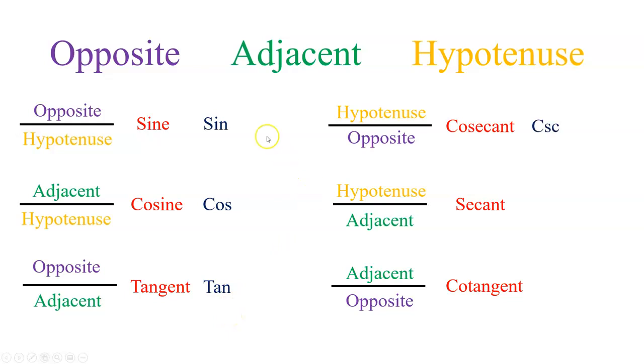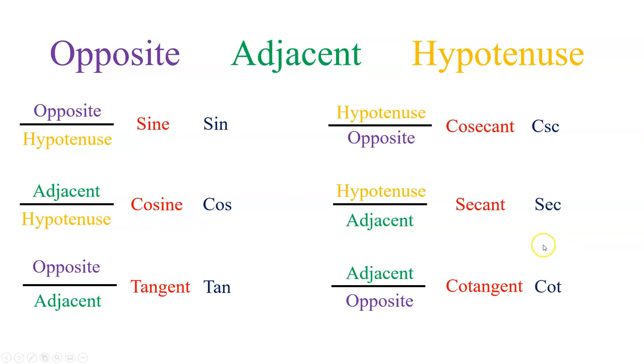Now, cosecant. With the first three, we were just taking the first three letters of each word. Can't quite do it here because COS has already been reserved for cosine. Cosecant takes the first letter of each syllable: co, C, and cant, CSC, cosecant. Secant, SEC, and cotangent, COT.